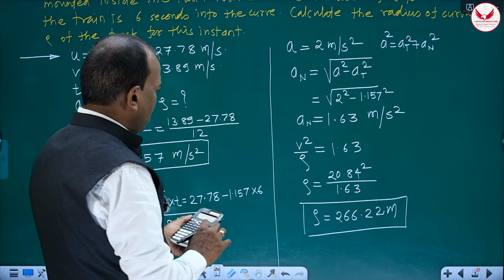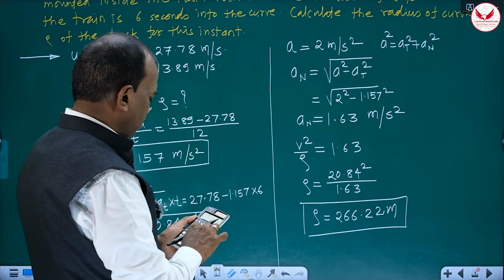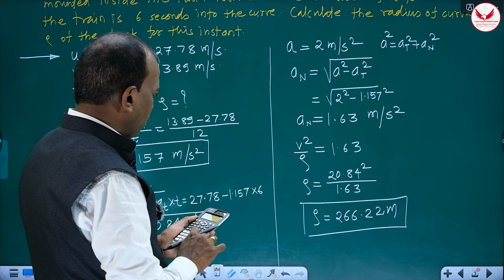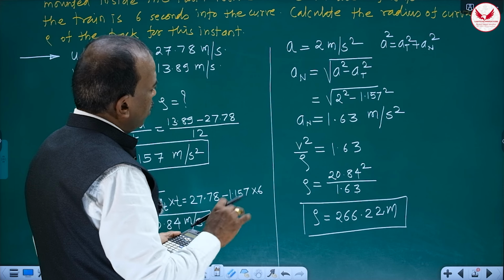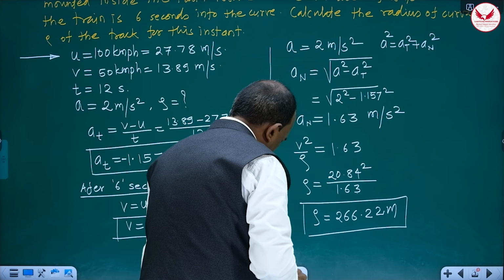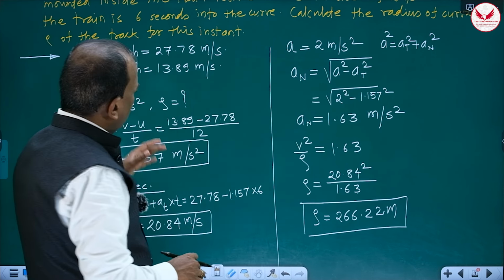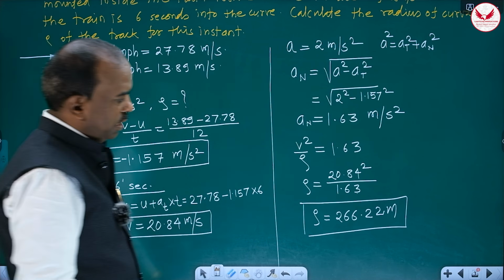Or once again I'll check. Make the calculation twice. It is very important. 266.44 or 22. Let it be. So there is a minor difference. So like this, we can deal with this example.